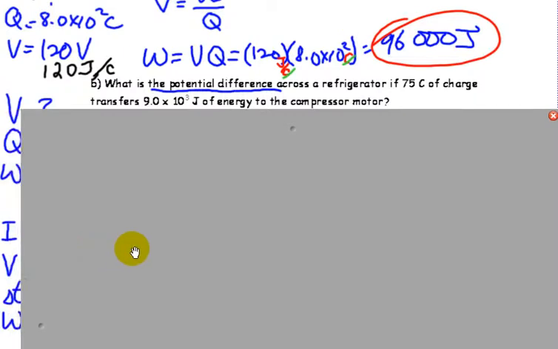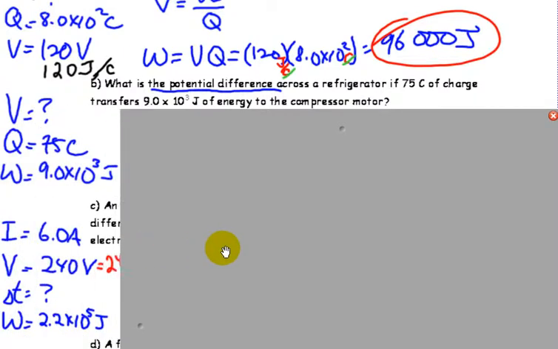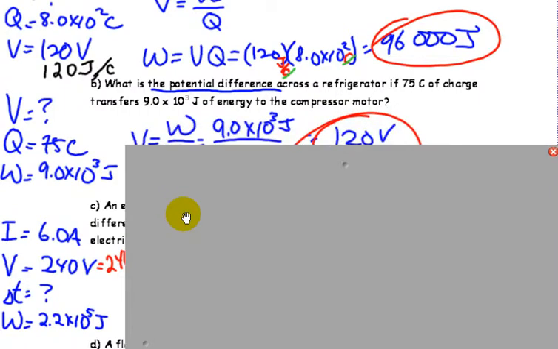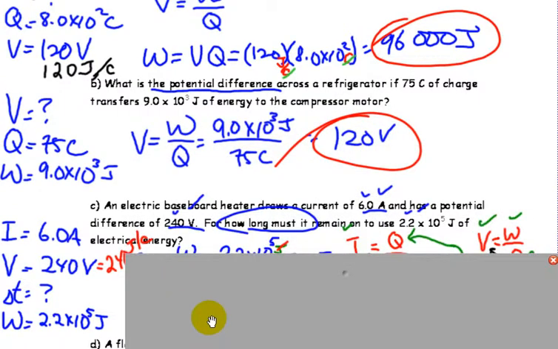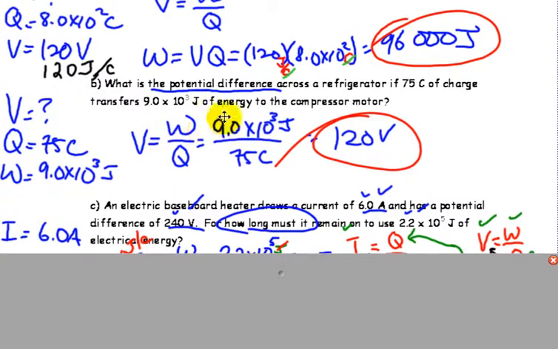Okay, if you had a chance to work through that, we have volts is what we're looking for, potential difference. The charge is 75 coulombs, work done 9.0 times 10 to the 3 joules. So of course we have V is equal to W over Q. We have W, we have Q, so I'll get 120 joules per coulomb, or 120 volts.